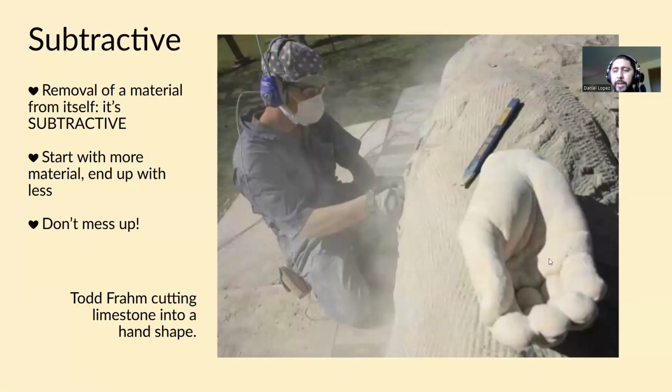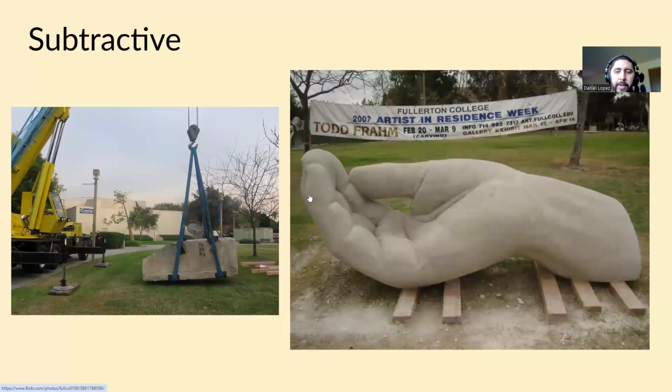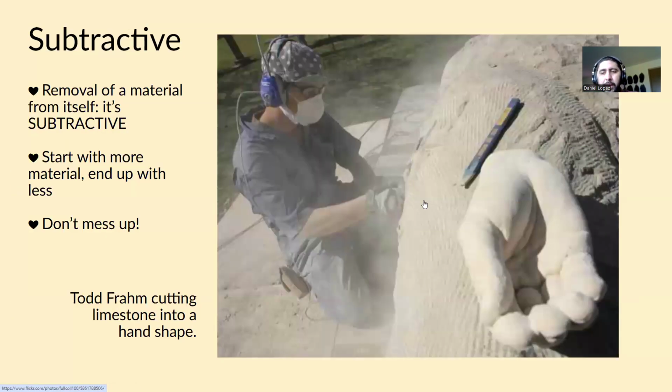Okay. And here's the model, or the maquette. This is Todd Fram, who's working on this giant piece of limestone block and turning it into this. Again, he's using this as a model, or a maquette, as a way to picture what he's doing and get the things right, because he has a really loud, powerful saw, probably some sort of diamond saw or whatever.